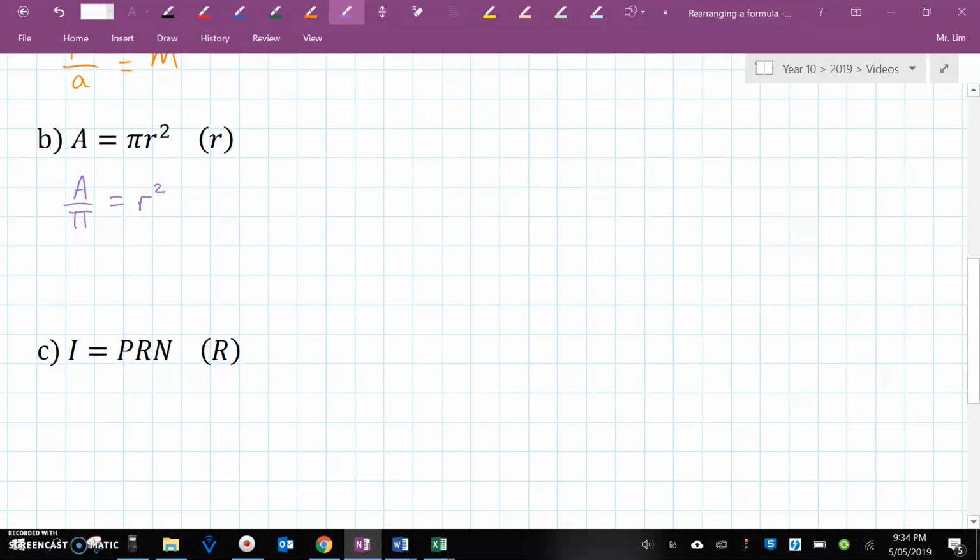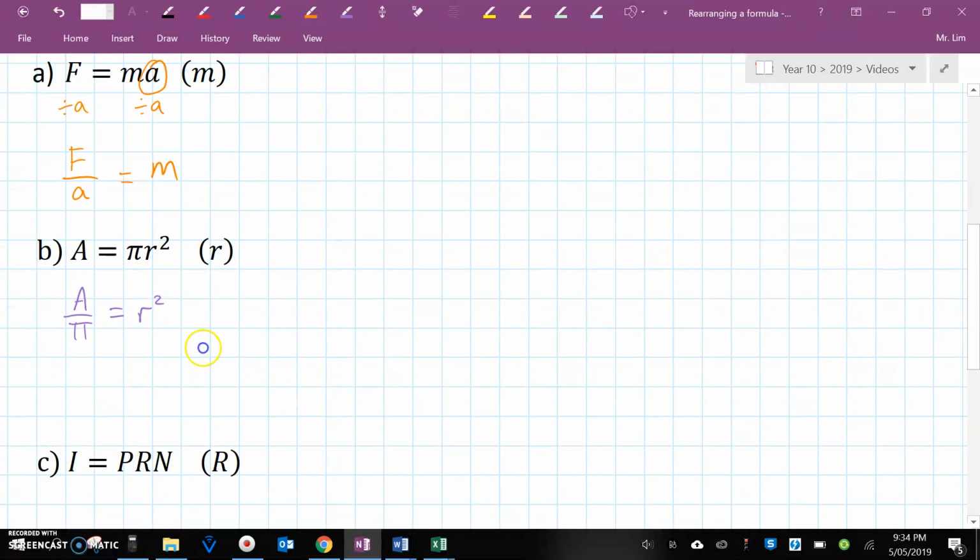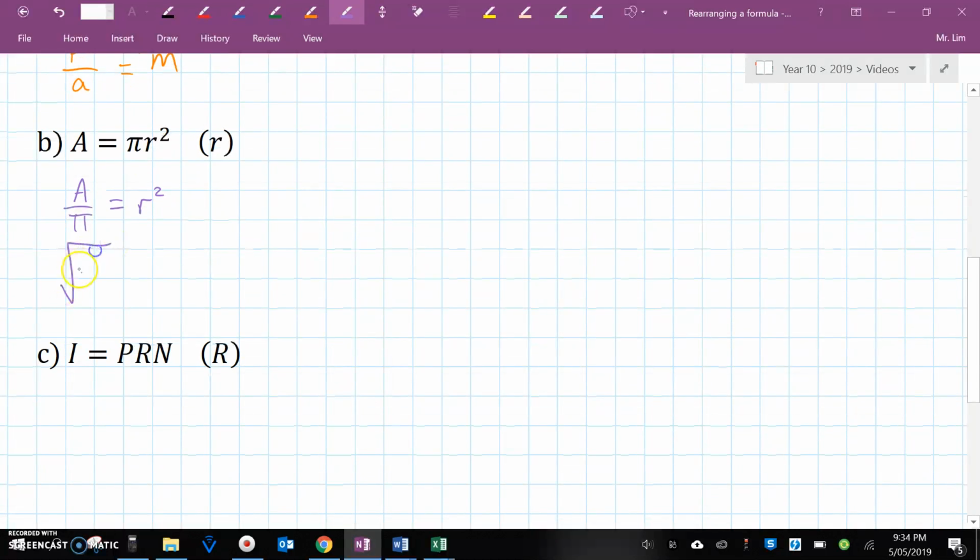Now to get r to be by itself, we need to do the opposite of squared, which is square root. So we're going to square root A over pi to equal r. And now r is the subject of the equation.